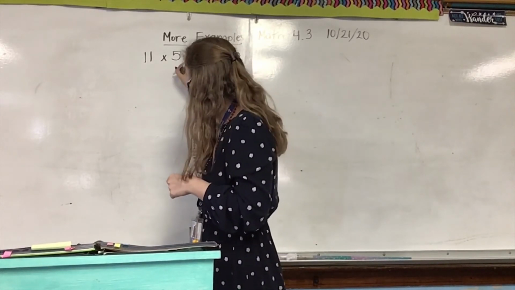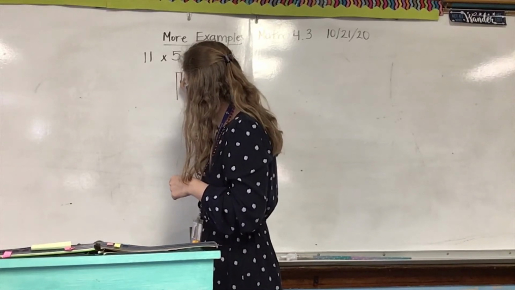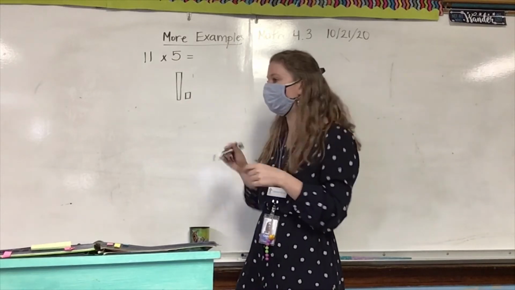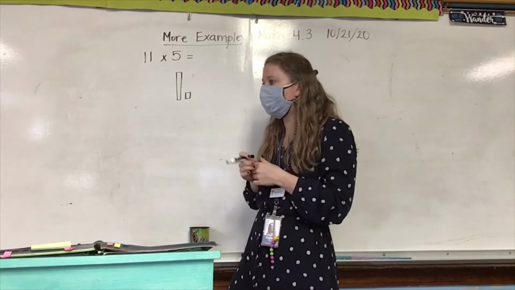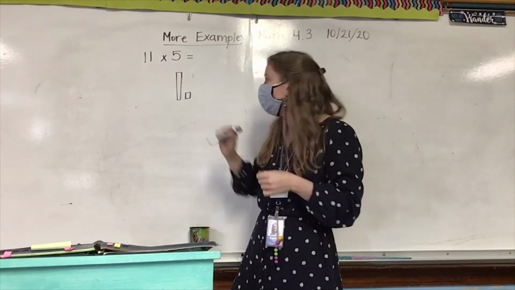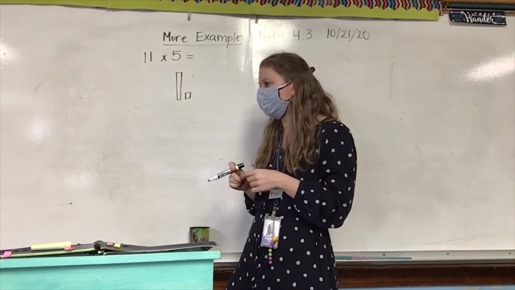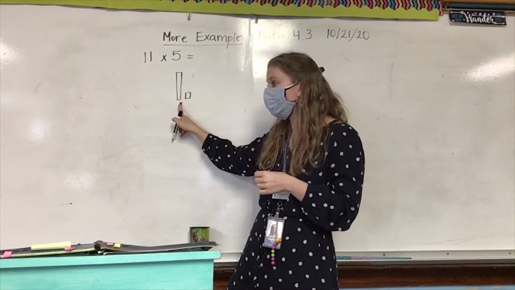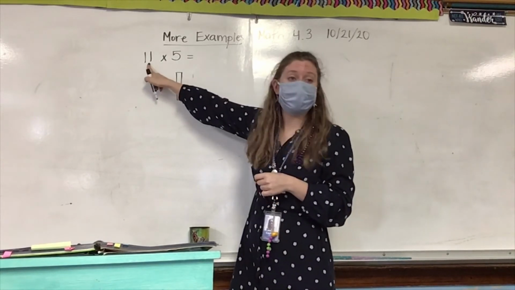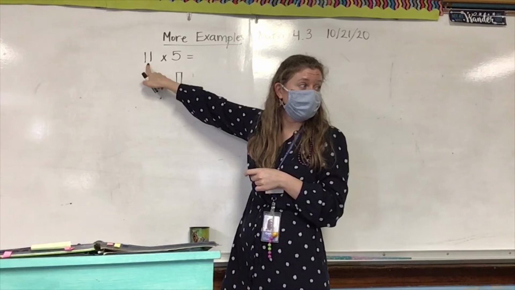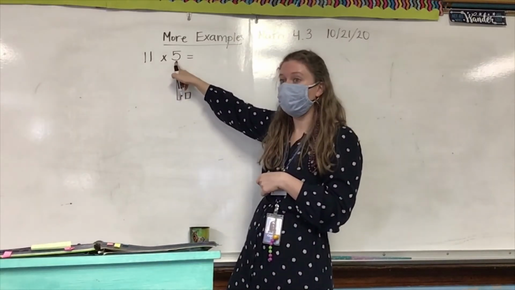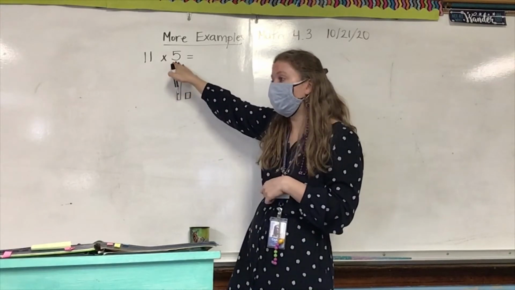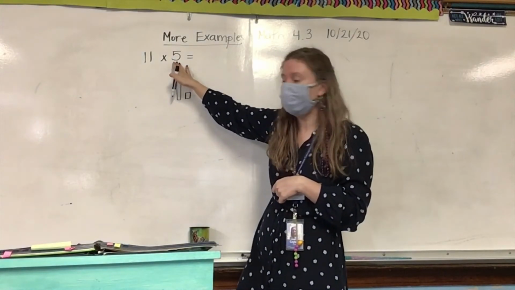How do we model 11? We draw 1 ten rod and 1 ones cube. So now we have 11. Do I also draw 5 ones cubes? No. What does this times 5 mean? It means you model 11 five times. I model my larger factor the number of times the smaller factor tells me. My smaller factor is 5, so I need to repeat it 5 times.